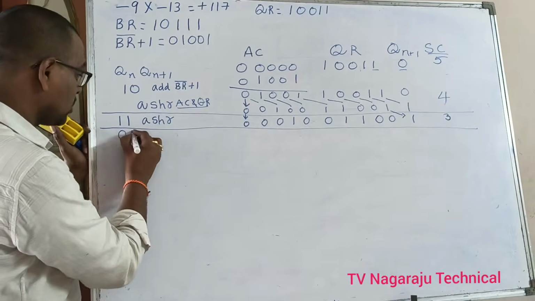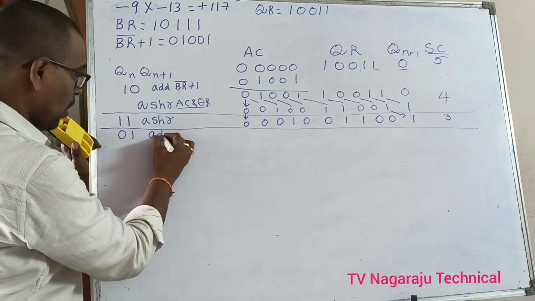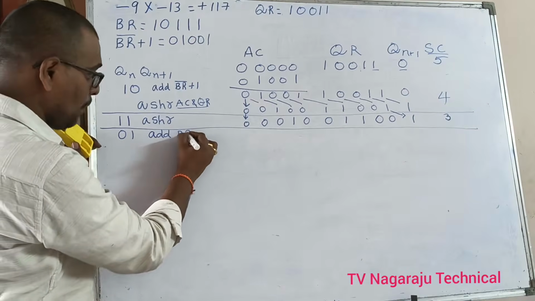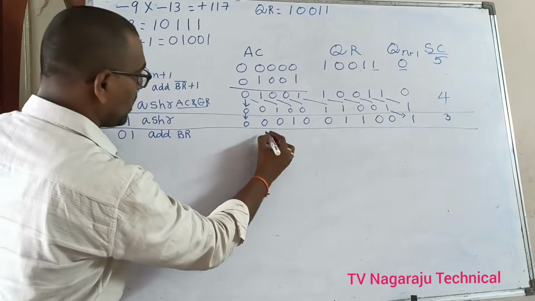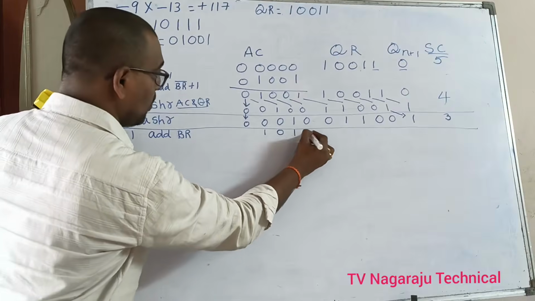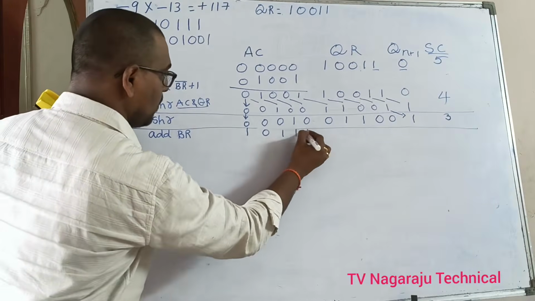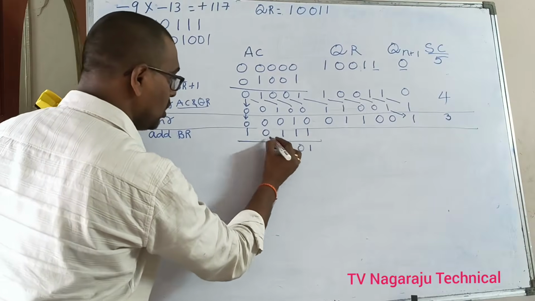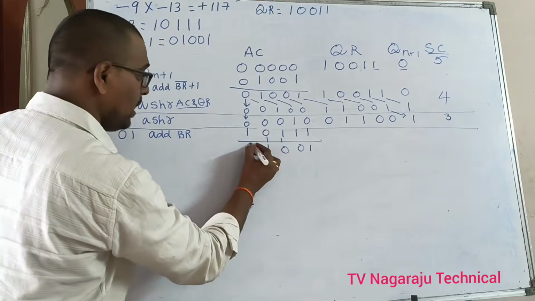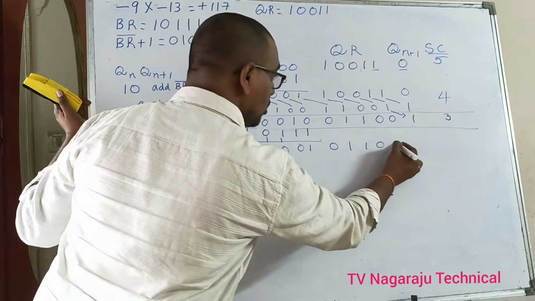Now what are the last two bits? 0, 1. If it is 0, 1, what are we doing? Addition with BR. What is my BR? 1, 0, 1, 1, 1. Sorry, 1, 0, 1, 1, 1. Simply do the addition operation: 1, 1, 0, 1, 0, 1, 1 and write down the same 0, 1, 1, 0, 0, 1.